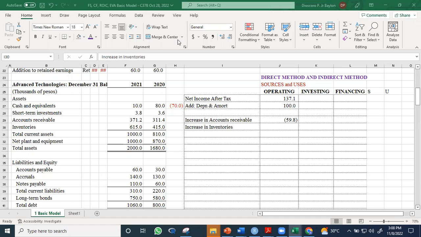So, ang question natin, operating ba yan? Yung galaw sa inventories, the movement in inventories? Will it form part of operating, investing, or financing? Okay, good. Bring it on, guys. Keep your answers coming.